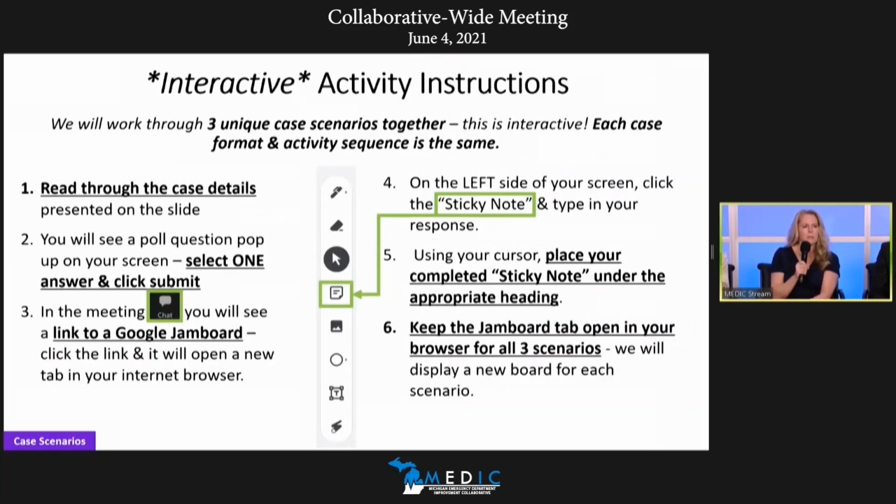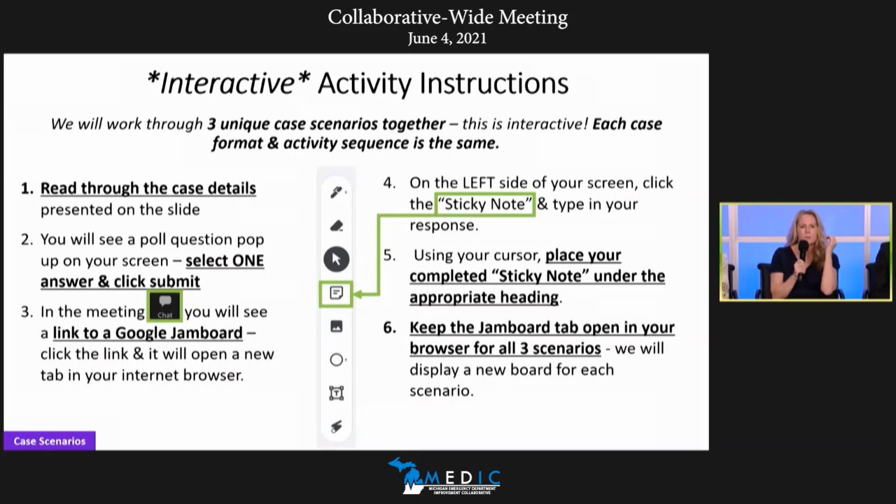You're going to be able to bring that up in a separate browser. If you look on the left-hand side, there's going to be a little sticky note, as shown in the instructions here. Just click on that, and it'll pop up what looks like a sticky note. Then put your reason why you chose to scan or not scan, and place it in the appropriate spot that you'll see on the Jamboard.